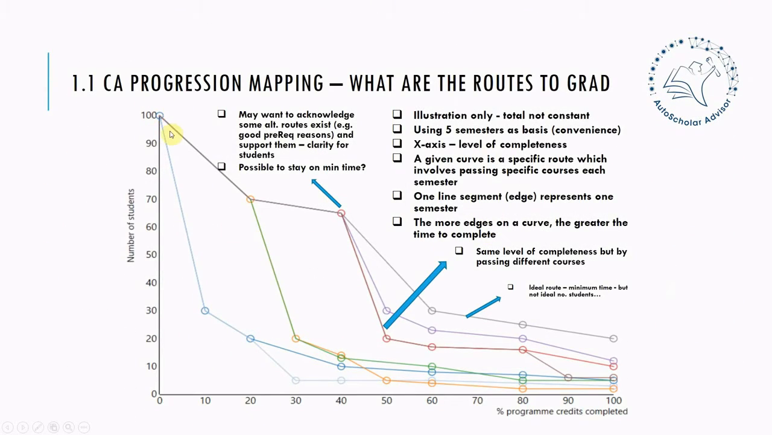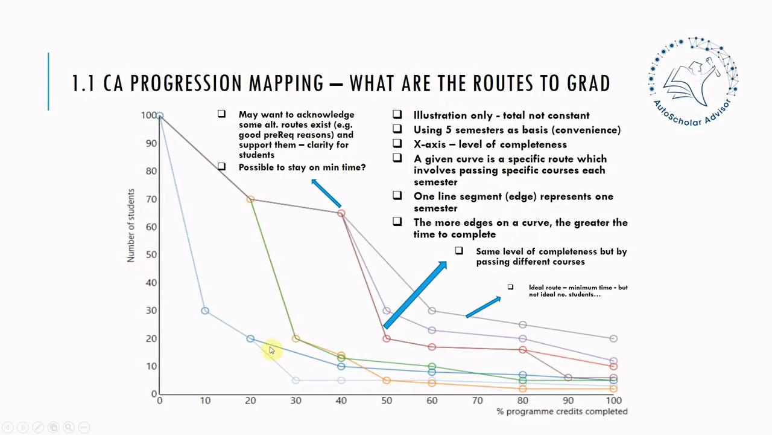We see here a program with 100 students entering the first semester of study. After one semester, 70 students have passed everything, and about 30 students haven't. So each edge is one semester, and behind each vertex is a combination of courses that have been passed. At the end of each semester we have a set of course combinations that have been passed, which gives us a certain number of credits passed.